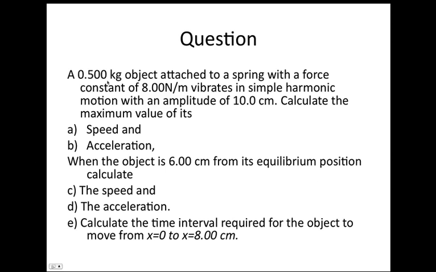Next question. A 0.500 kilogram object attached to a spring with a force constant 8 newtons per meter vibrates in simple harmonic motion with an amplitude of 10 centimeters. Calculate the maximum value of its speed and acceleration. And then when the object is 6 centimeters from its equilibrium position, calculate c, the speed, and d, the acceleration. And then e, calculate the time interval required for the object to move from x equals 0 to x equals 8 centimeters.